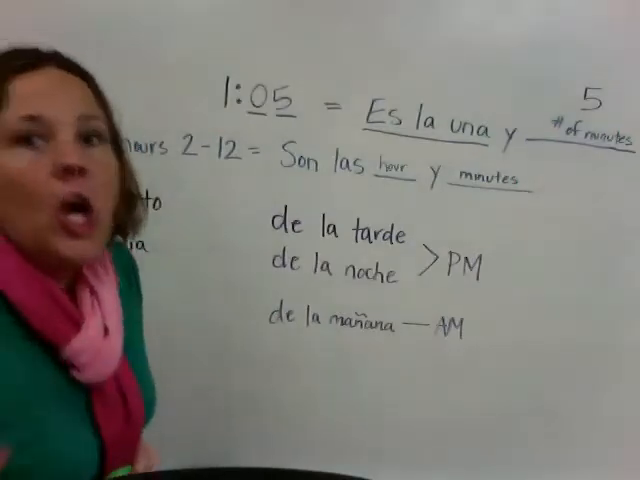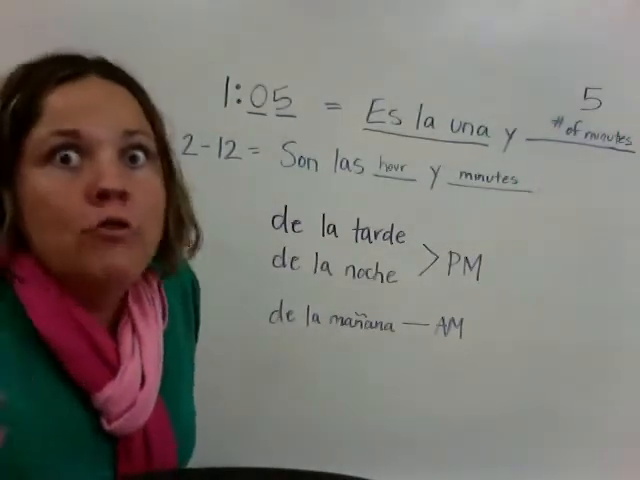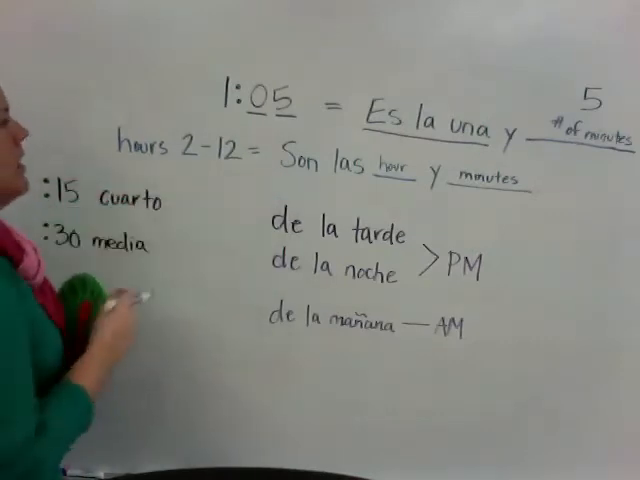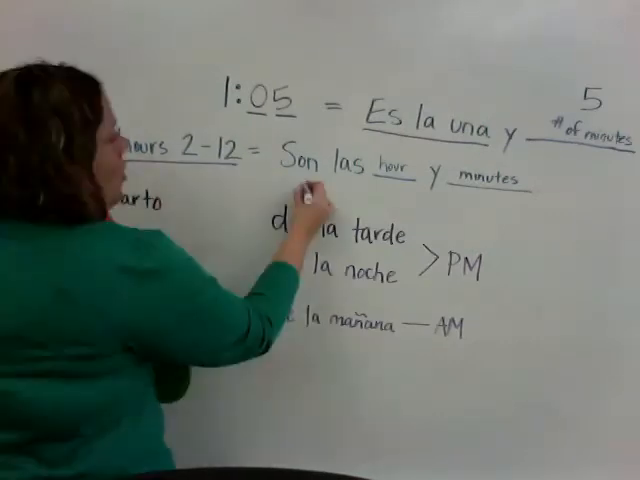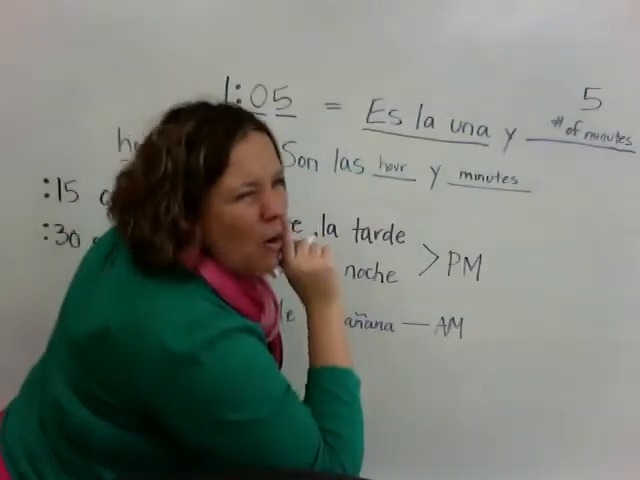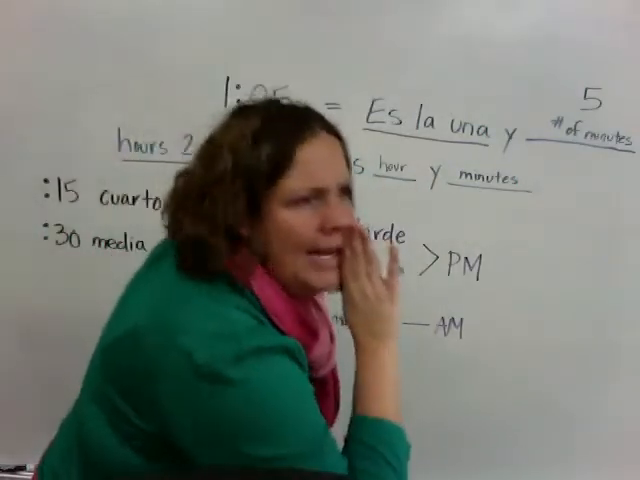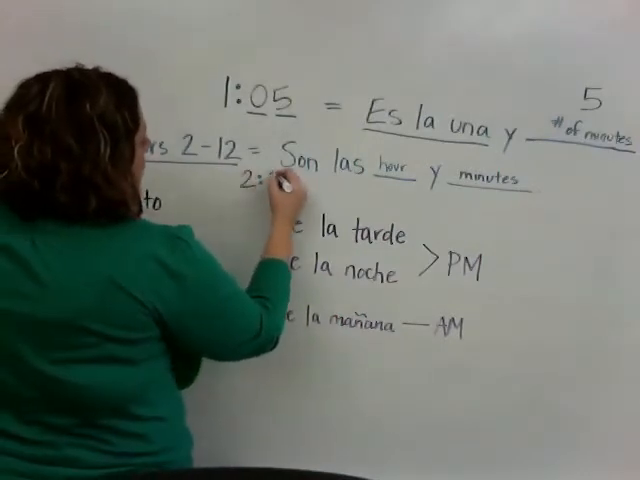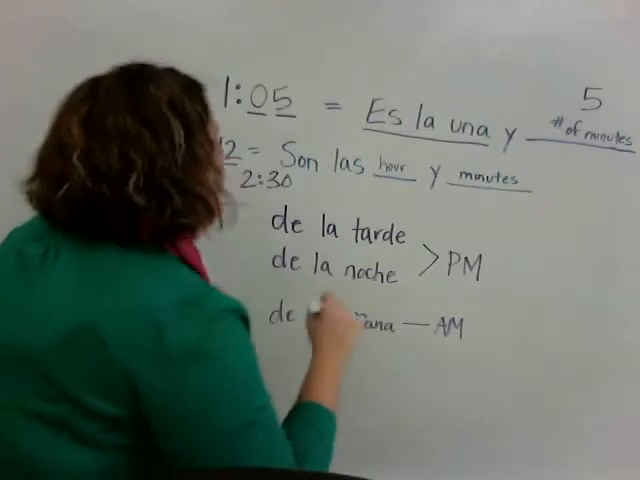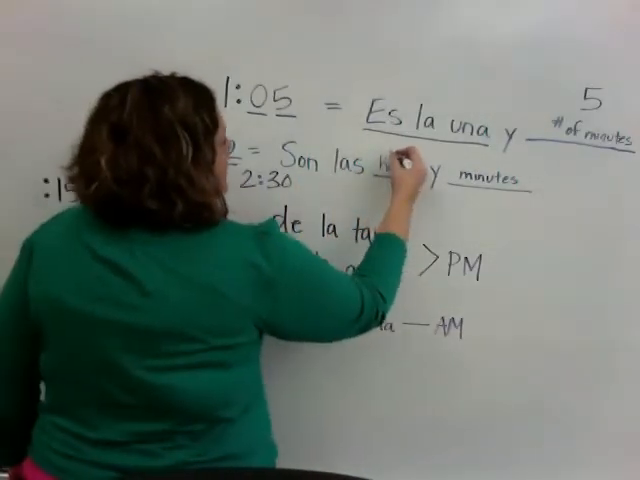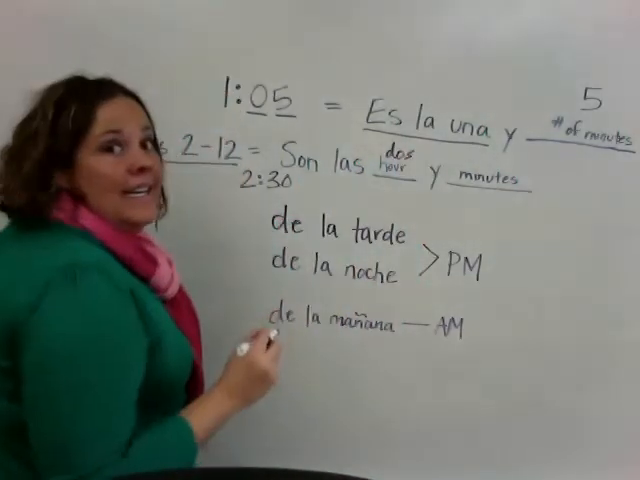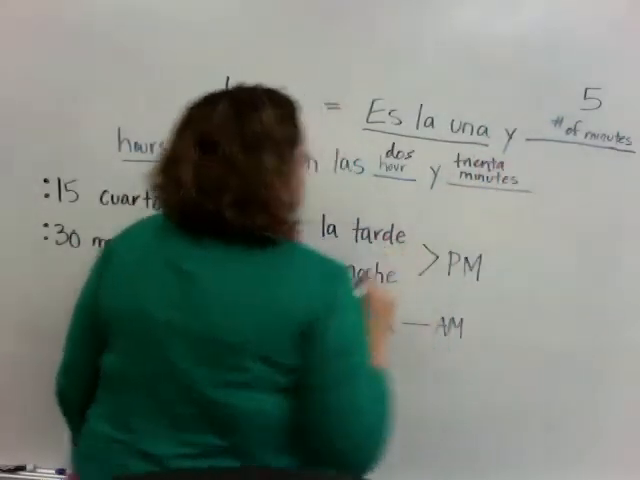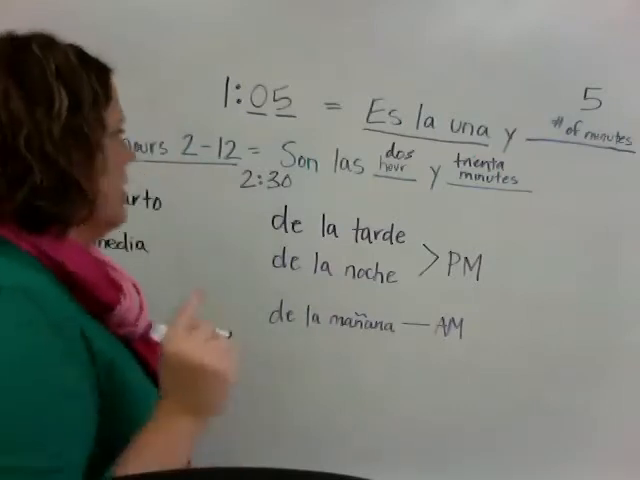Now, for all other hours, that means 2 through 12, you are going to do this formula right here, okay? We do, see, hours 2 through 12. Son las, the hour, y, the minutes. So, for example, if I wanted to do my favorite time of day, 2:30, I would do son las dos y treinta. Muy bien, son las 2:30, okay?